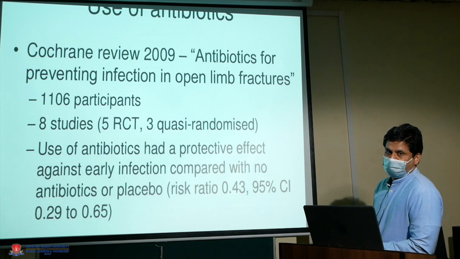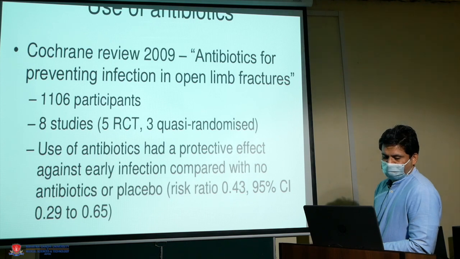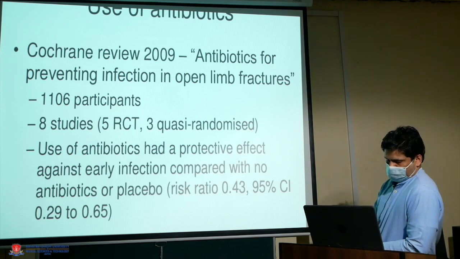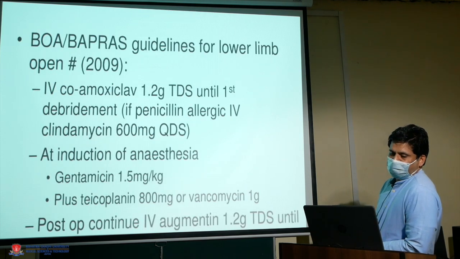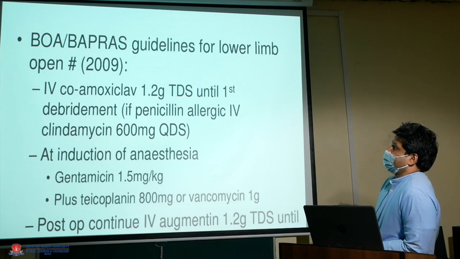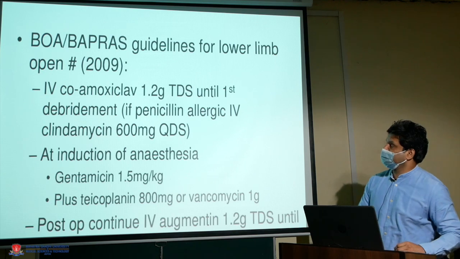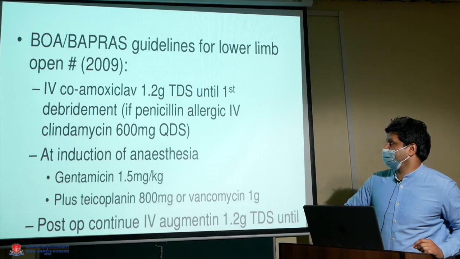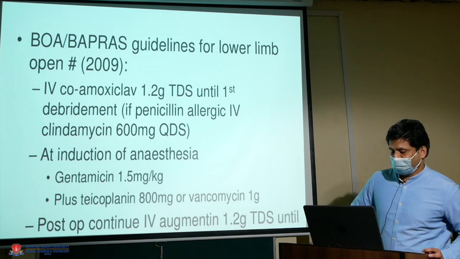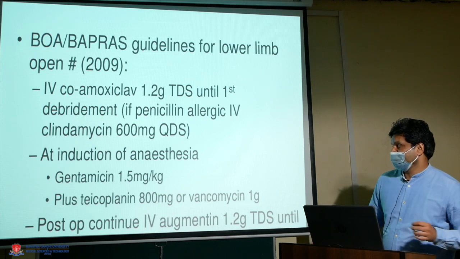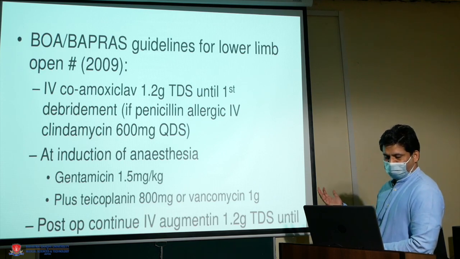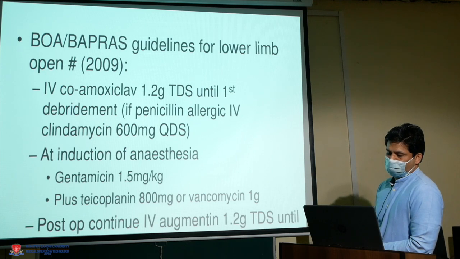So which antibiotic has to be used? According to the studies, use of antibiotic had a protective effect against early infection compared with no antibiotic or placebo. So the IV antibiotic is amoxiclav 1.2 gram TDS until first debridement. If penicillin allergic, then clindamycin 600 mg QDS. At induction of the anesthesia, you can also prefer gentamicin 1.5 milligram per kg plus teicoplanin 800 mg or vancomycin 1 gram. Post-operatively, you have to continue the IV augmentin 1.2 gram TDS.